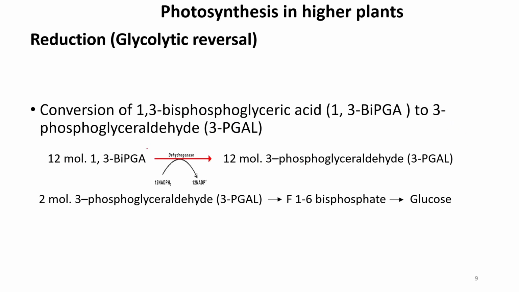Now another reaction takes place in the reduction phase. 12 molecules of 1,3-bisphosphoglyceric acid are formed. This utilizes 12 NADPH2, and what is formed? 12 molecules of 3-phosphoglyceraldehyde. That's why it is known as the reduction phase. Here the acid group is converted into aldehyde.